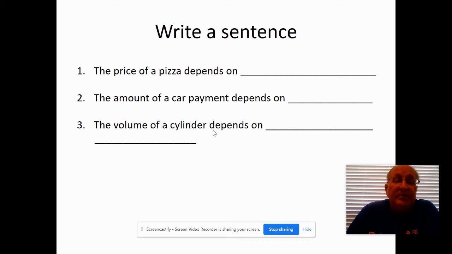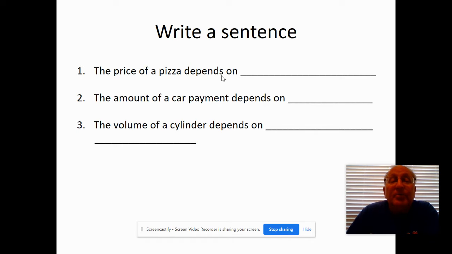Hey, we're going to write a sentence about independent and dependent. Okay, our independent will be the price. I'm sorry, I take that back. Our dependent is... I hate the way these are worded, because the price of pizza depends on, meaning that the price of pizza is dependent.